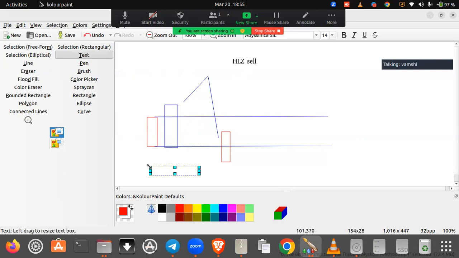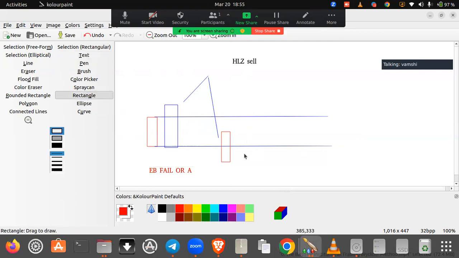Here, this we will call engulfing buy fail, or you may call it A. Now, we need the first confirmation, meaning we need the first engulfing sell. This is the green candle, the bullish candle, and this is a bearish candle. Now we have the first confirmation, which is engulfing sell. We have an engulfing sell inside the engulfing buy fail zone.